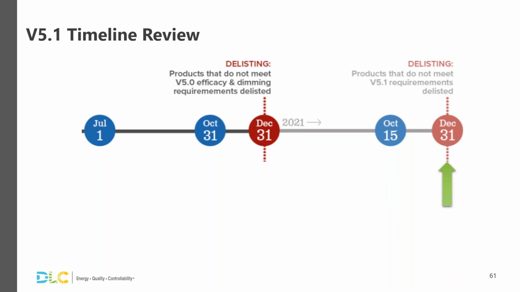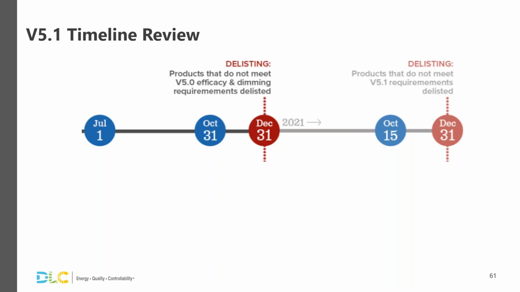All products must meet the 5.1 technical requirements as of December 31st of 2021. Within the manufacturer's guidance, there is additional detail on when certain applications such as updates must be processed by in order to prepare for the December 31st delisting period.